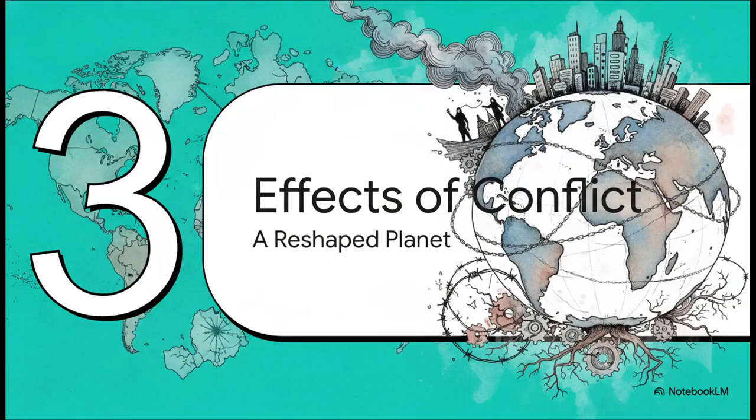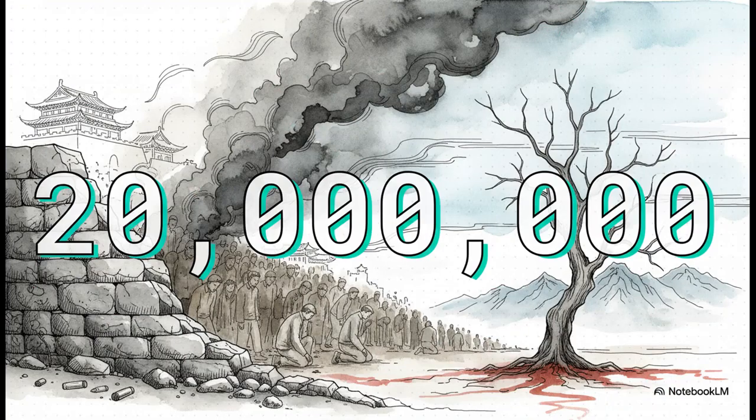So we've looked at the political and economic causes. Now we need to turn to the consequences. And they were absolutely staggering. They reshaped our entire planet. Just take a second and look at that number. 20 million. That's the estimated number of civilians who died in just one country, China, during World War II. It's a number so huge, our brains can barely even process what it means.